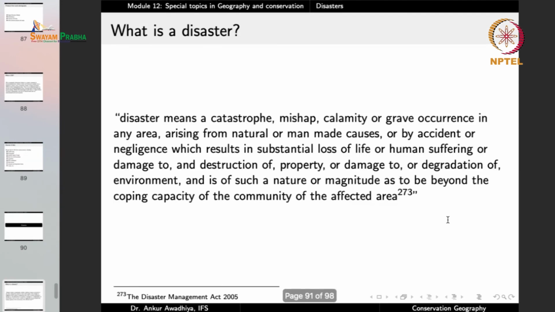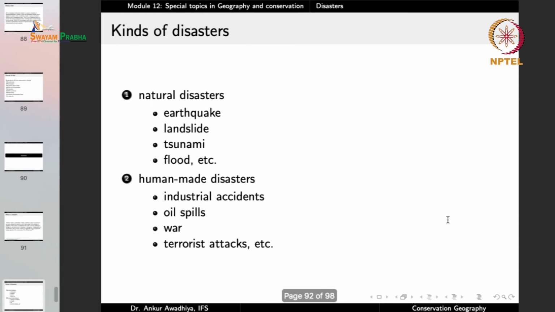Then we had a look at disasters. Now, disaster is defined as a catastrophe, mishap, calamity, or grave occurrence in any area arising from natural or man-made causes or by accident or negligence, which results in substantial loss of life or human suffering or damage to and destruction of property or damage to or degradation of environment, and is of such a nature and magnitude as to be beyond the coping capacity of the community of the affected area.